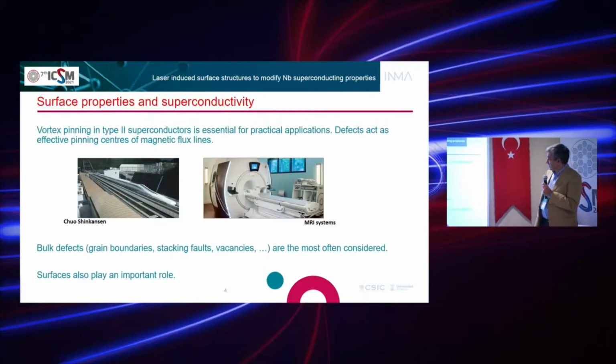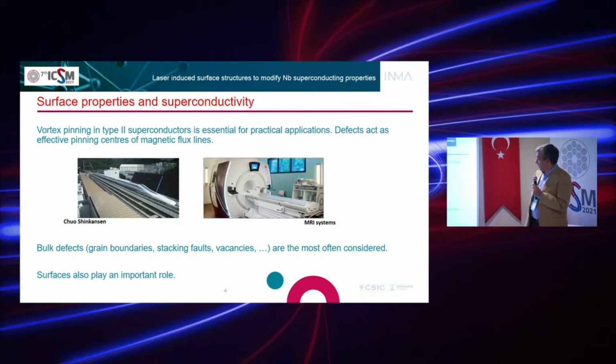The idea is that usually vortex pinning in type 2 superconductors is essential for practical applications. Defects act as effective pinning centers, and you need them to develop applications. Usually we are thinking in terms of bulk defects such as grain boundaries, stacking faults, and so on.